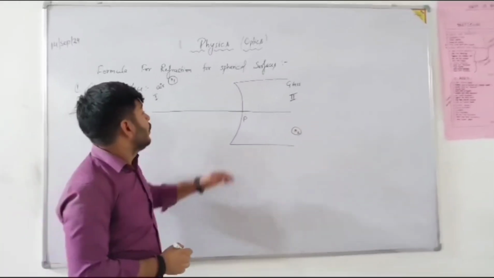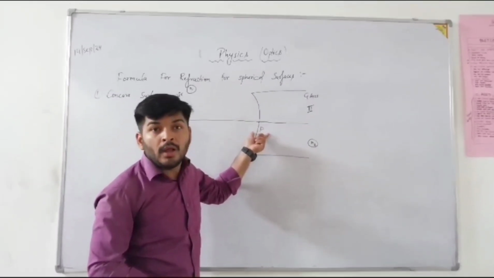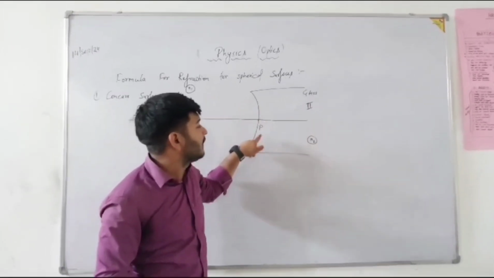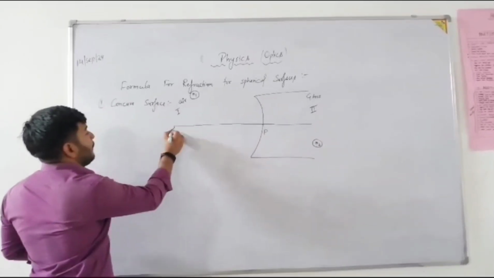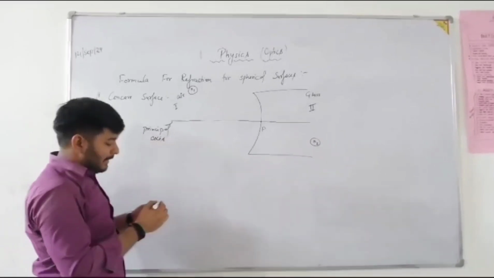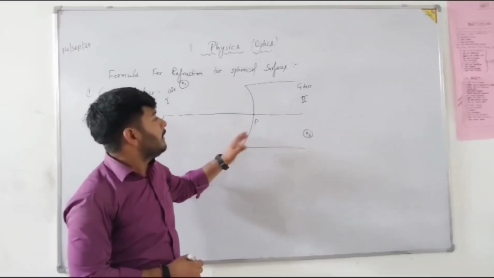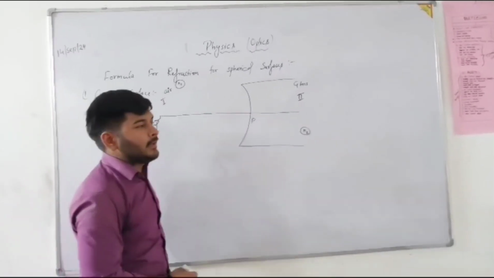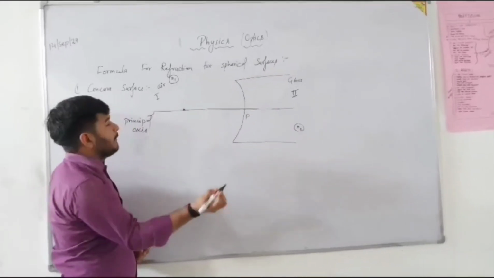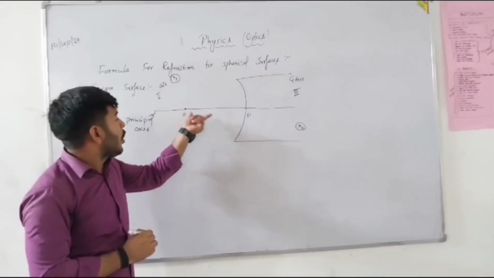Since we know this spherical surface has a particular point P, which is known as the pole, a line passing through the center of the spherical surface is known as the principal axis. And from here, we are considering that we have a point particle present on this principal axis, and we call it O. This is the one point particle on the principal axis.